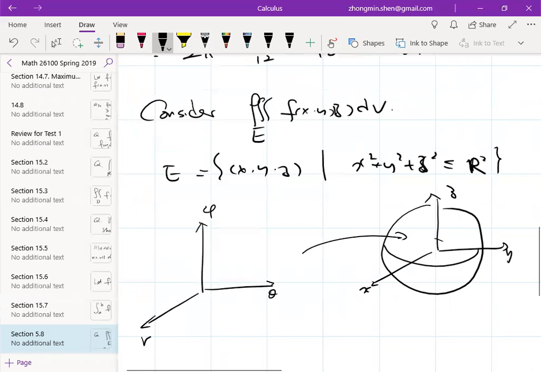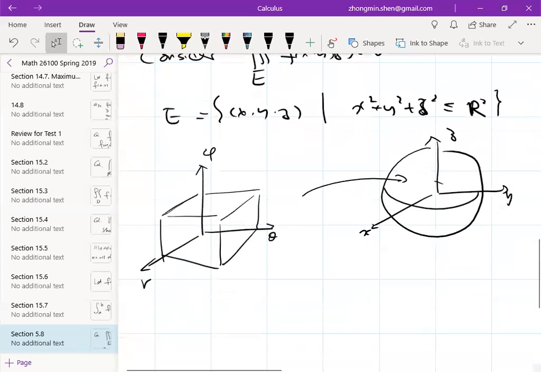So you can have a box. This is going to be a rectangular box. The sphere is going to be the image of the box, surprising, right? How do you describe that? This map is called phi.